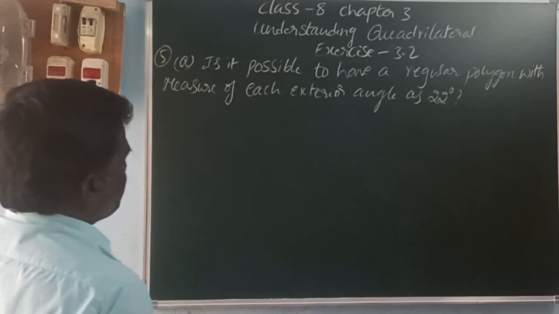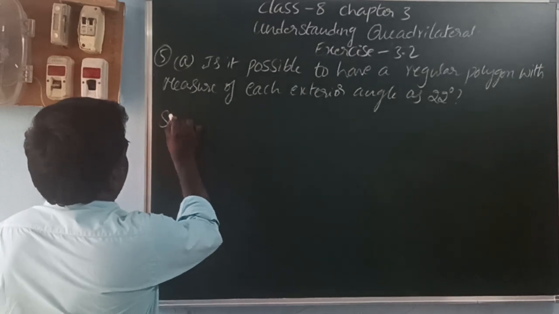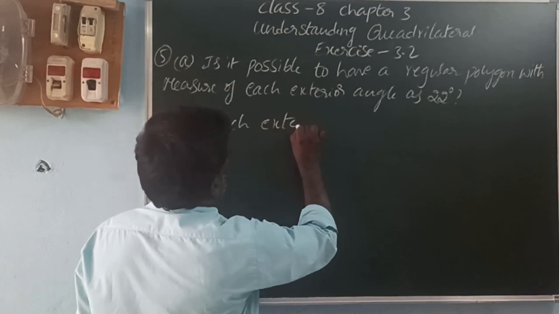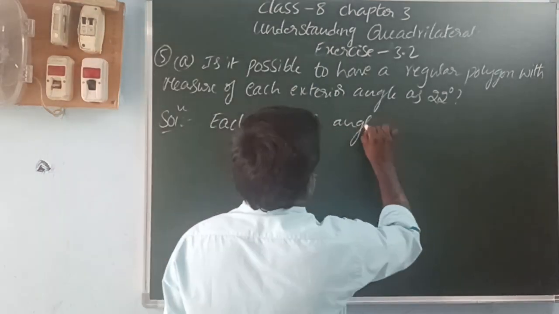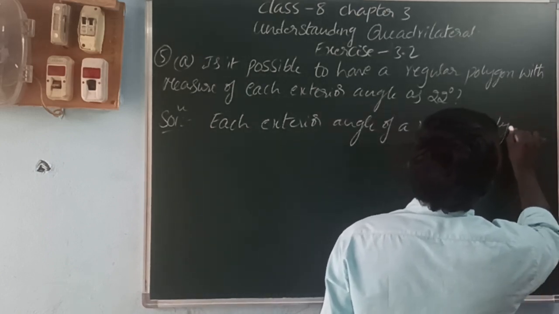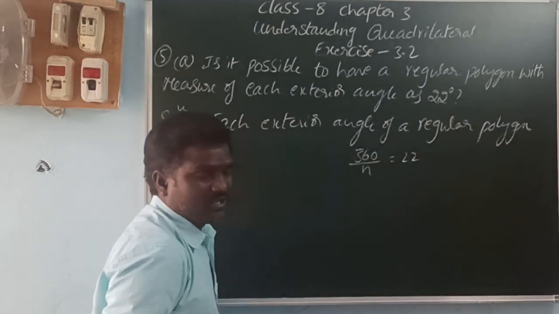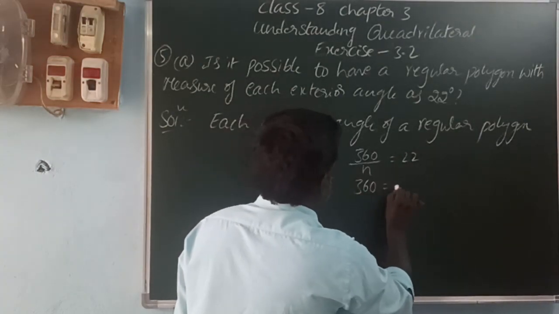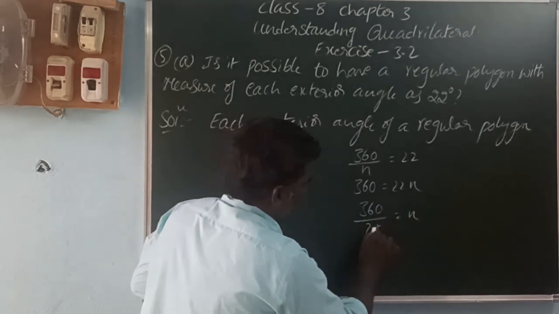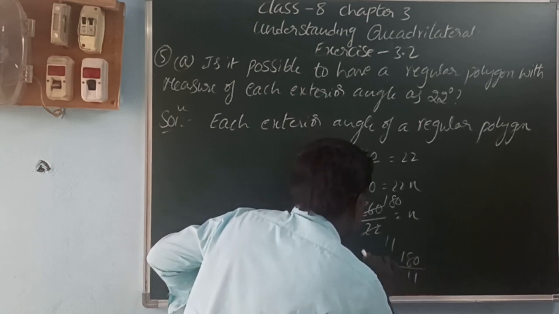So is it possible to have a regular polygon with each exterior angle measuring 22 degrees? Here we know that each exterior angle of a regular polygon, what's the formula? 360 degrees by n is equal to 22. So n, which is dividing, goes to the other side and becomes a multiple: 360 is equal to 22 n. So 360 by 22 is equal to 180 by 11. So n is equal to 180 by 11.